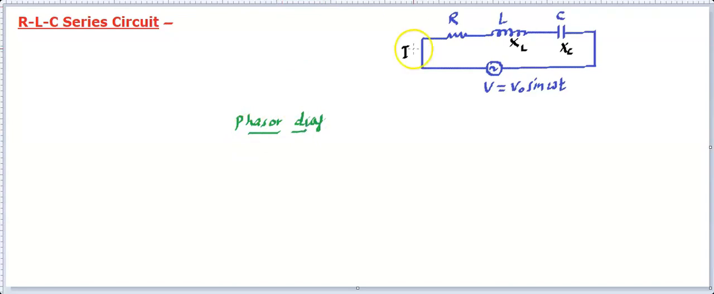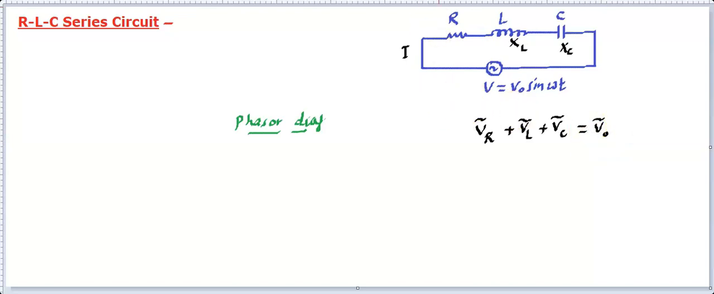If you want to write the Kirchhoff equation, how is it going to go? It's going to go VR plus VL plus VC must be equal to V in terms of instantaneous value. And if you write in terms of peak or RMS value, they will become phasors. Phasors mean that we need to draw these RMS or peak values as vectors, then go for the vector sum. That's what it is.